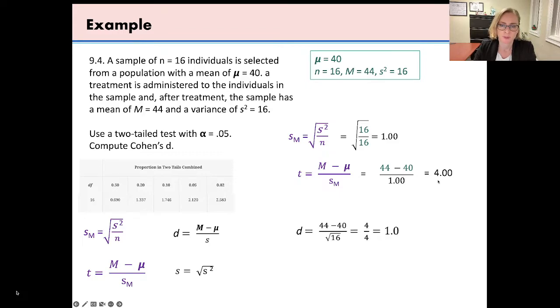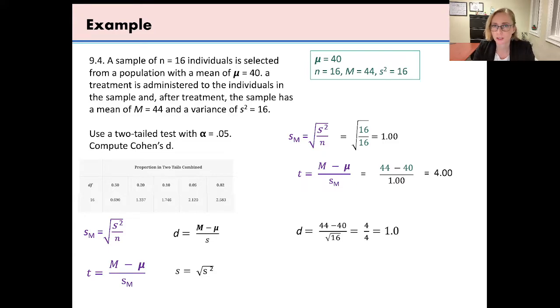To calculate Cohen's d, it's the same mean difference as what we were calculating for the t statistic, but now we're not doing the estimated standard error. We're doing the, seriously, my brain. I should not record late at night, I'm sorry. It's going to be your standard deviation, right? So we have our variance here. If you take the square root of your variance, you get the standard deviation. That gives you 4. So your Cohen's d is 1, which is very large.